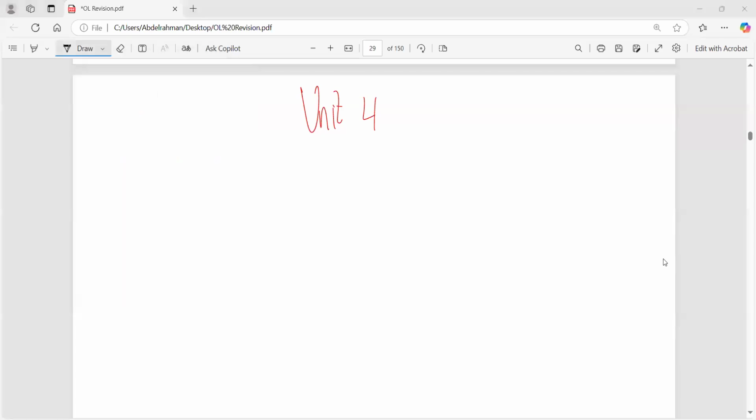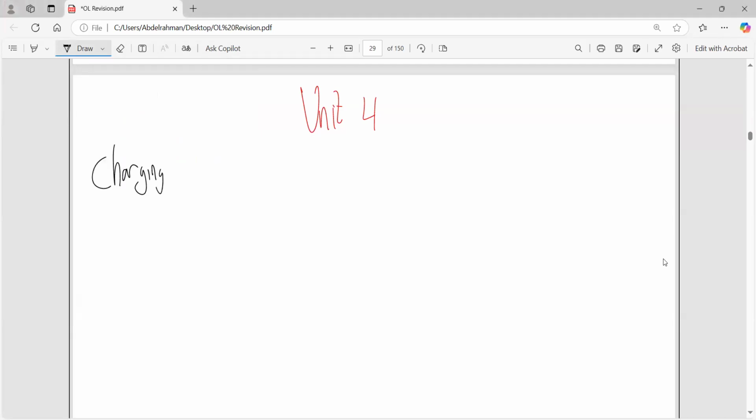Okay, Unit 4. Let's start off with charging. Charging is one of the easiest lessons we have in all of the syllabus. We don't talk that much about charging. Honestly, we don't have that many questions regarding charging.